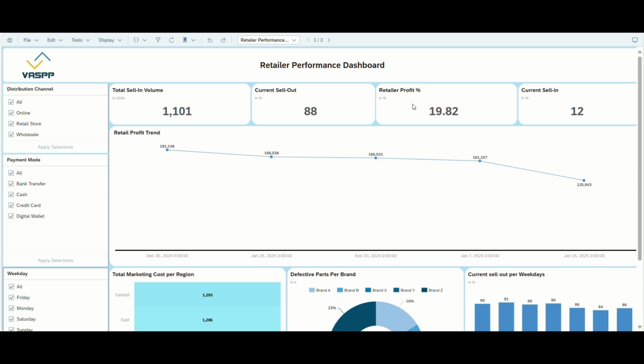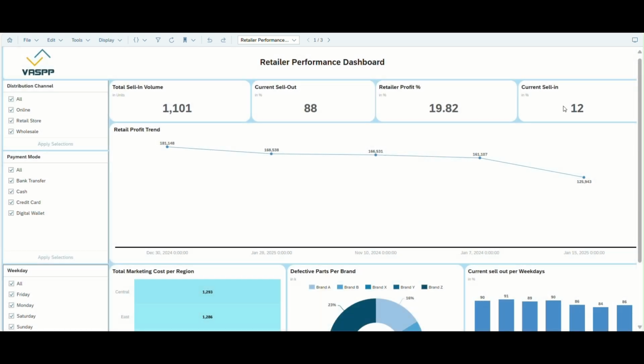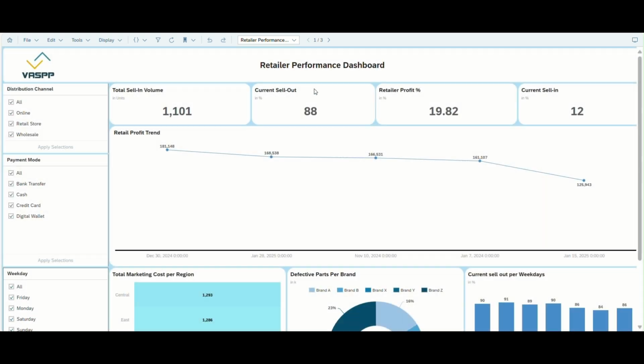Finally, we have the current sell-in percent at 12%. This metric shows how much new stock is being added into retail right now, a tactical input that helps balance supply versus demand. Too much sell-in with low sell-out? That's a red flag. Too little? You risk stockouts and lost revenue. Together, these KPIs form your retail cockpit, a blend of throughput, financial incentive, and channel health, all in one snapshot.